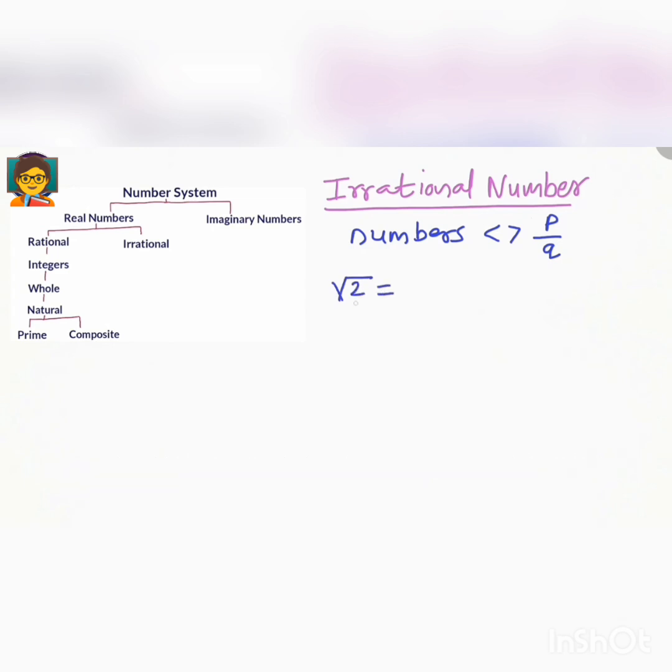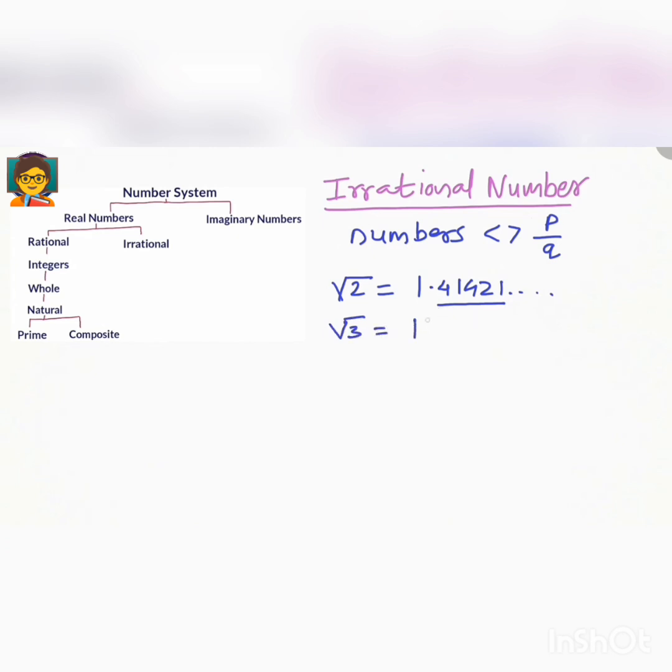Let's take an example. Square root of 2 is an irrational number. The value of square root of 2 is 1.41421 and so on. You can see this series after the decimal point is non-terminating, and that's the reason you cannot represent square root of 2 in p by q format, and that's the reason it is an irrational number. Square root of 3 is another irrational number.